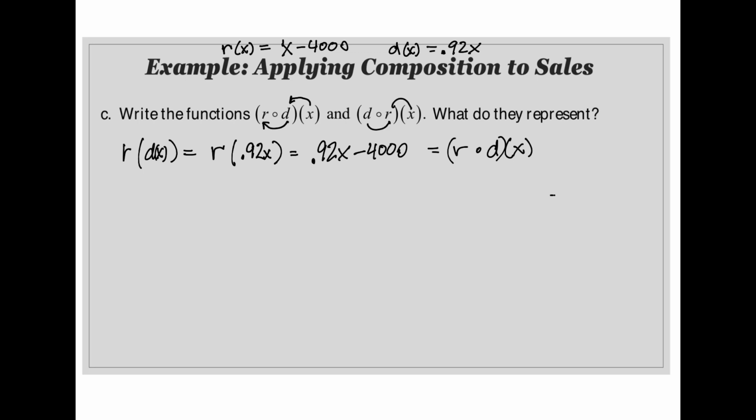So this is X into R and then R into D. So we're finding the D of R of X. Let's not be repetitive here. But I want to think about the D, which is 0.92. So this is 0.92 multiplied by my R, which is X minus 4,000.